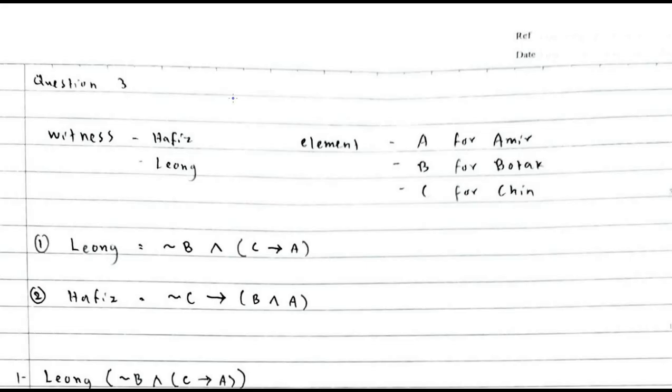Okay, so now we proceed with question 3, which is topic logic. After we read the question, we can find out that the question has two witnesses, which is Hafiz and Leong. So the elements involved in this question are A for Amir, B for Botak, and C for Chin.